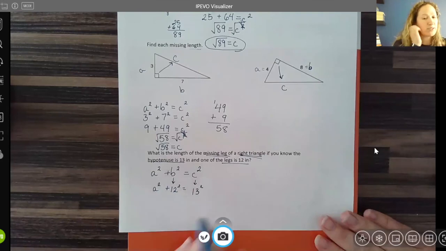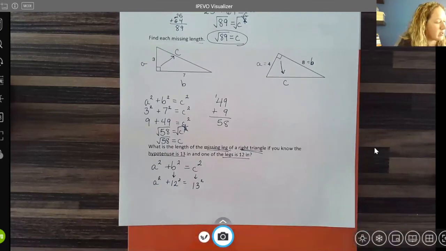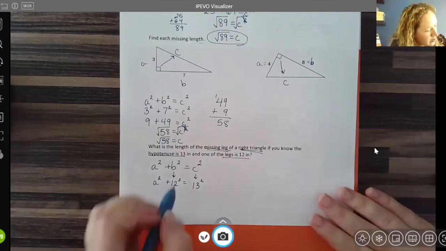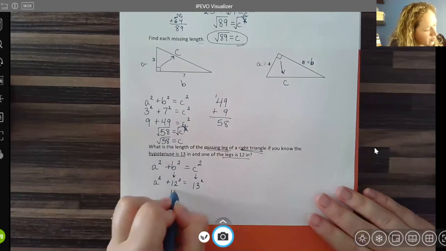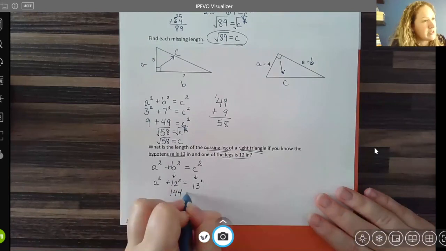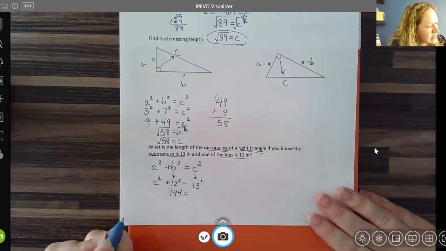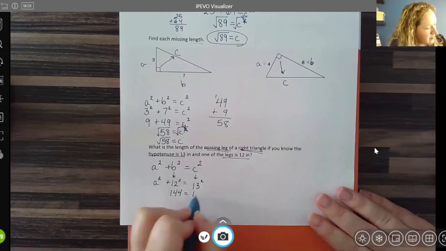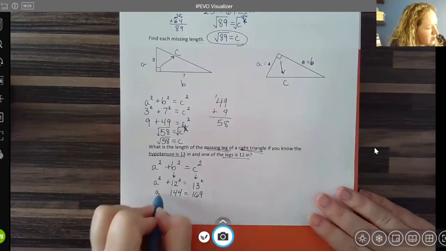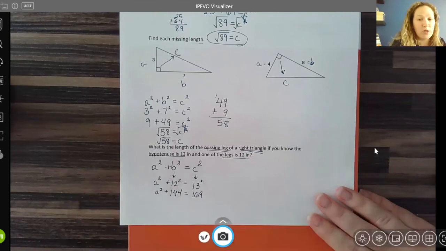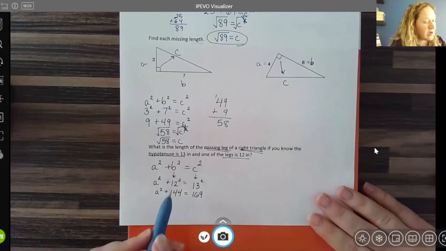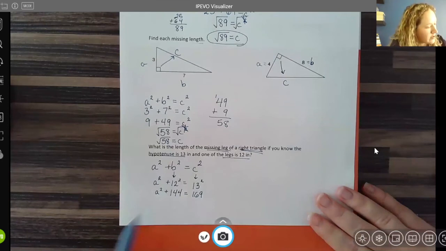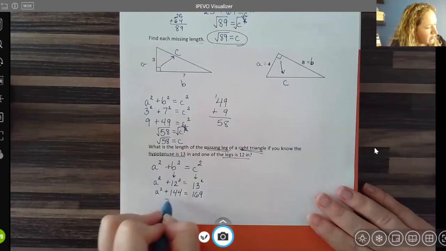So now I'm going to simplify everything that I can. So 12 squared, okay, that's 144. 13 squared, that's 169. So I have A squared plus 144 equals 169. And I'm going to solve this equation. I want to isolate the A by itself. So I would subtract 144.